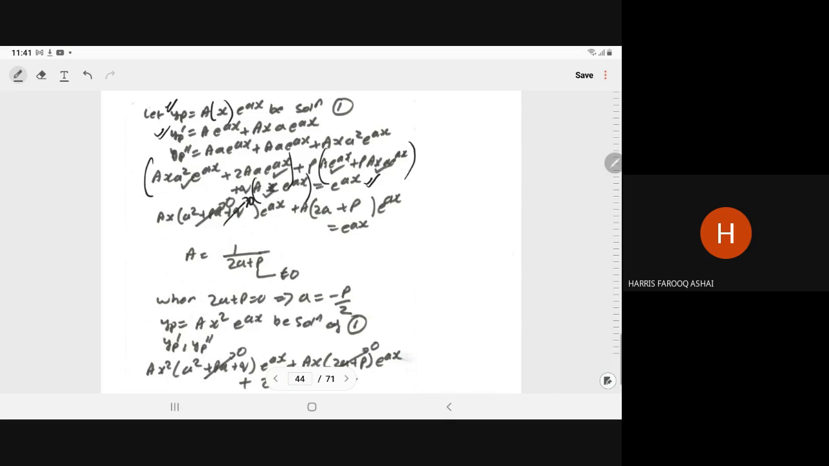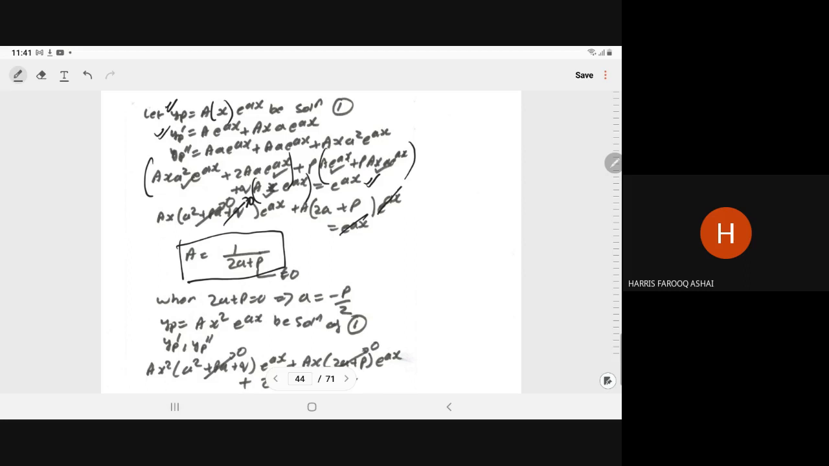This will give you a square plus pa plus q is equal to 0, since a is a root of the auxiliary equation. So this will give you A into (2a plus p) into e to power ax is equal to e to power ax. So this e to power ax and this e to power ax will give you 1. So A will come in that case to 1 upon 2a plus p.